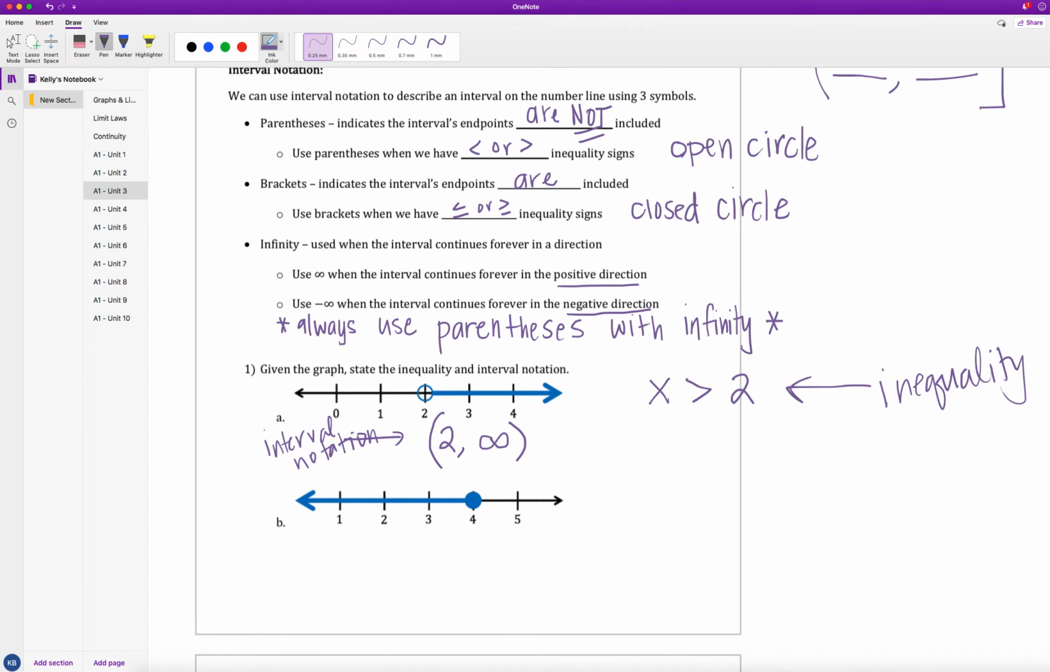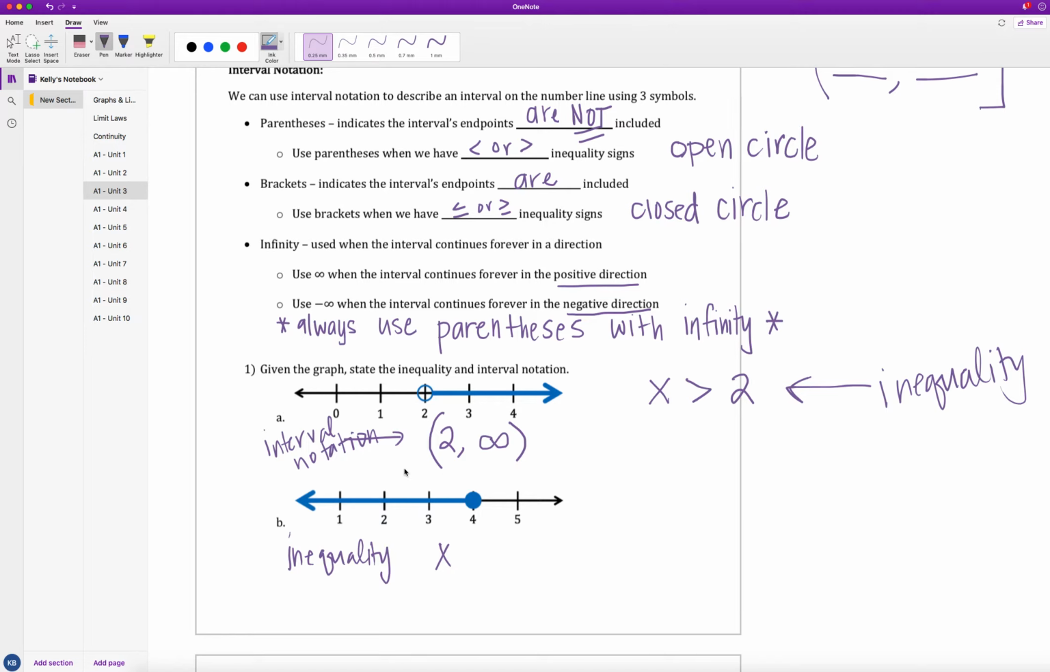Okay, let's look at our second example. In this one, we're given a graph where I have a closed circle, or a filled in circle, at 4, and all of the shading is to the left-hand side. So let's start with our inequality. For our inequality, I need a variable, so I'm going to use x again. It technically doesn't matter what variable we use.